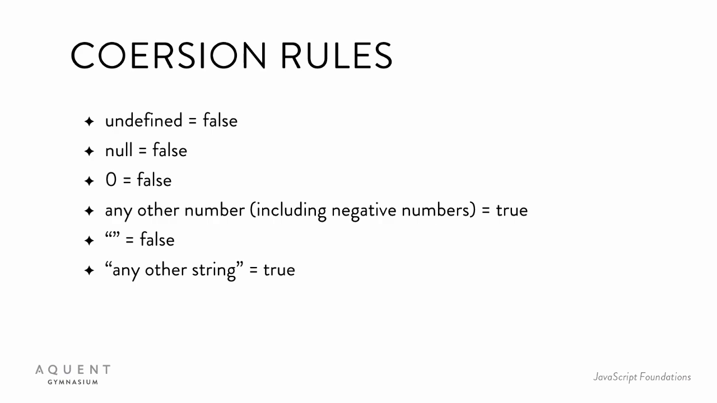Undefined and null get coerced into false. For numbers, 0 is coerced into false. Any other number is coerced into true, including negative numbers. Any number other than 0 is true.